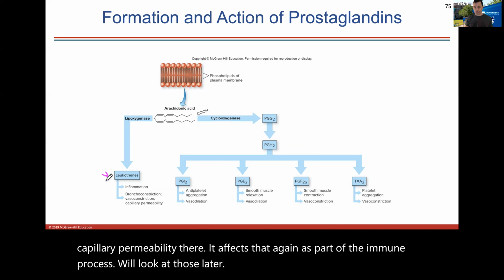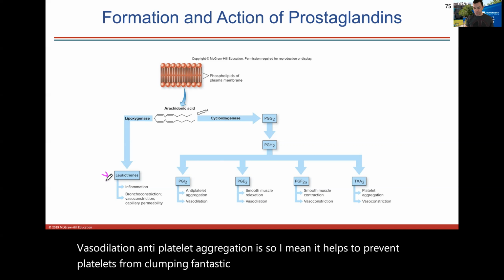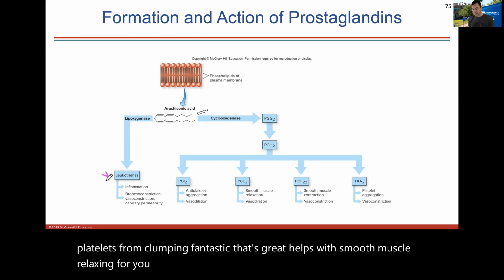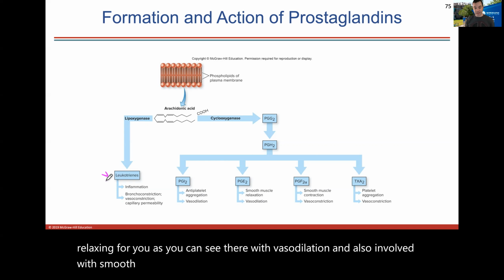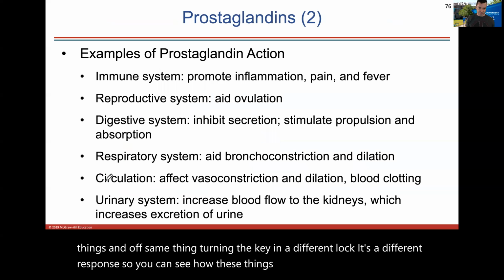Vasodilation, antiplatelet aggregation. It helps to prevent platelets from clumping. Fantastic. That's great. Helps with smooth muscle relaxing, as you can see there with vasodilation. It's also involved with smooth muscle contraction. You can see we can turn these things on and off. Same thing, turning the key in a different lock, it's a different response. So you can see how these things can have a wide-ranging effect here.